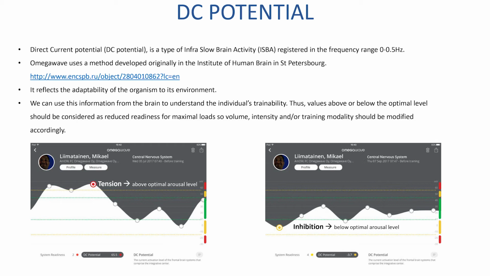In simple words, if DC potential is very high, it means very high tension, the nervous system working very hard. If DC potential is very low, it means the system was overactivated, overstimulated, and is now inhibited, trying to reject all additional impulsation and stimuli from outside. So it's a simple interpretation, right? And there is an optimal biological area, an optimal biological corridor, where this DC potential should be.